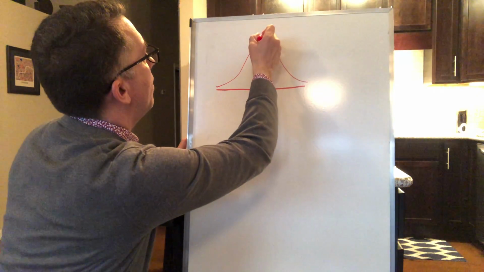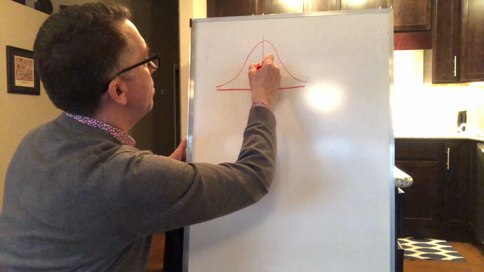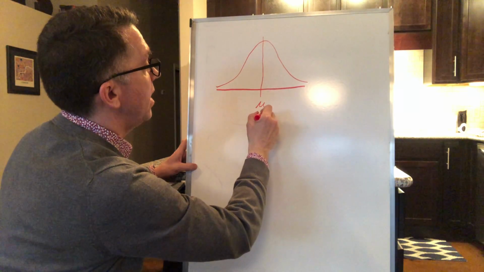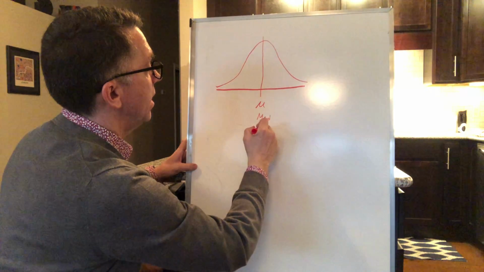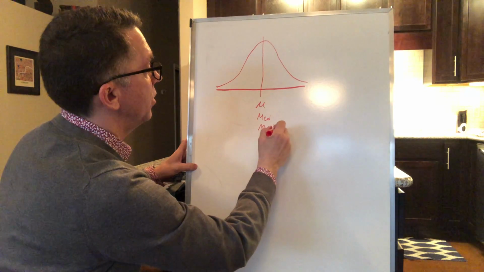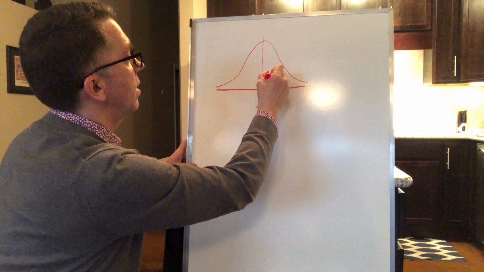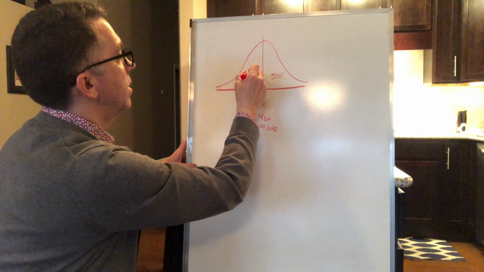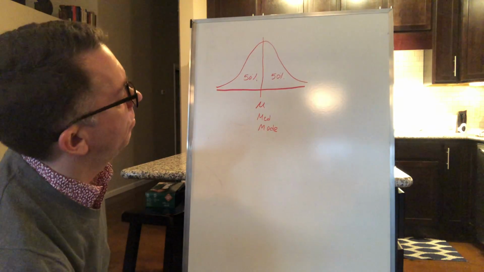Right down the middle of this standard normal distribution is the mean. So we have the mean here, and it's the median, and it's the mode, all in the same location. So 50% of my data is on the right side, and 50% is on the left side.